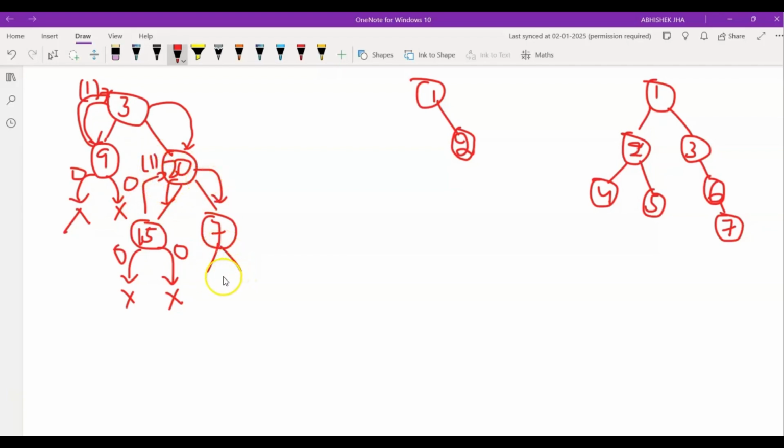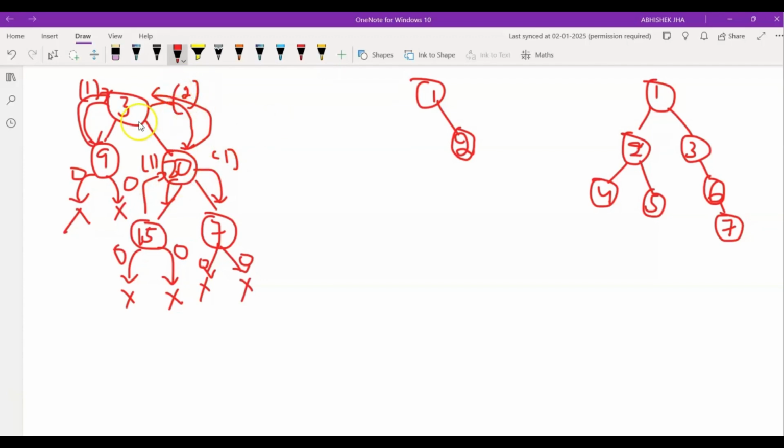And when it comes to the right recursive call, again 7 gives a left recursive call and right recursive call. They both return 0. Returning back to 20 would give us 1 plus max of 0 comma 0, that is 1. So for the node 20, the left and right recursive calls give 1, 1 as an answer. After returning back to 3, we would add 1 to it, as we need to include the 20 value as well. So 1 plus max of 1 comma 1 would be 2.